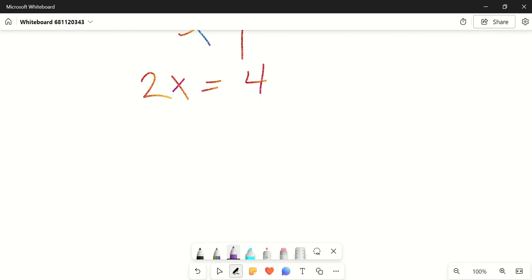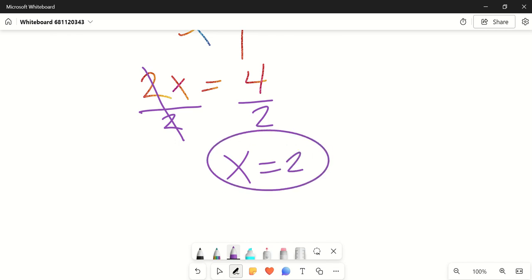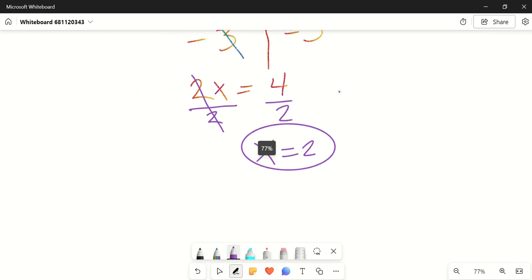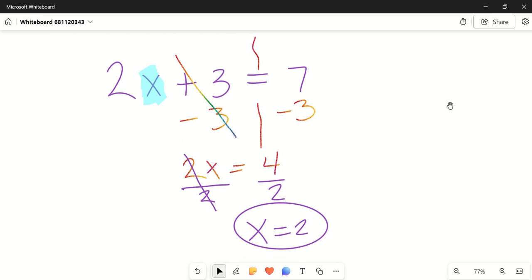It's being multiplied. So how do I undo that, everybody? I divide this side by 2 to get rid of that, and I have to do it on the other side. x will equal whatever 4 divided by 2 is, and that is my answer. And here is all of my work.